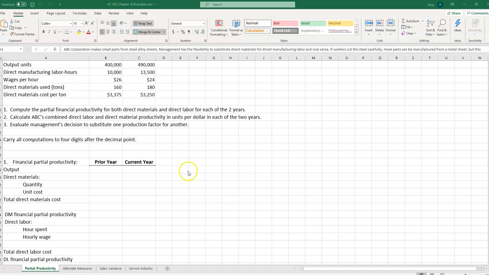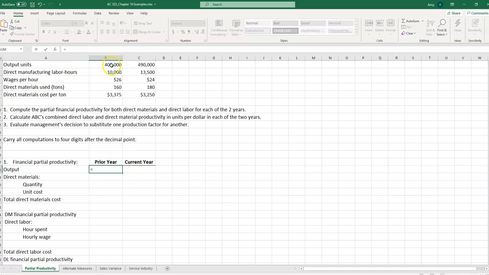So our output is the number of units that we made. So we have our information here that we have output units of 400,000 in the prior year and 490,000 in the current year. Our inputs are the direct materials, and then we have inputs of direct labor. So we're going to look at direct materials first.